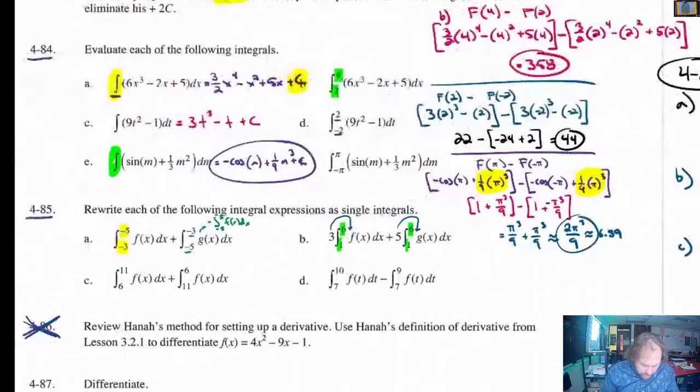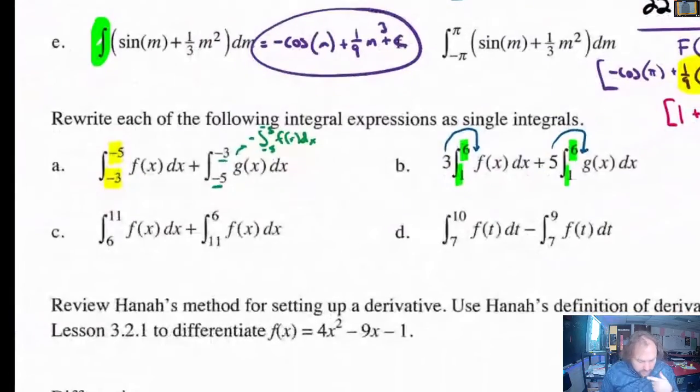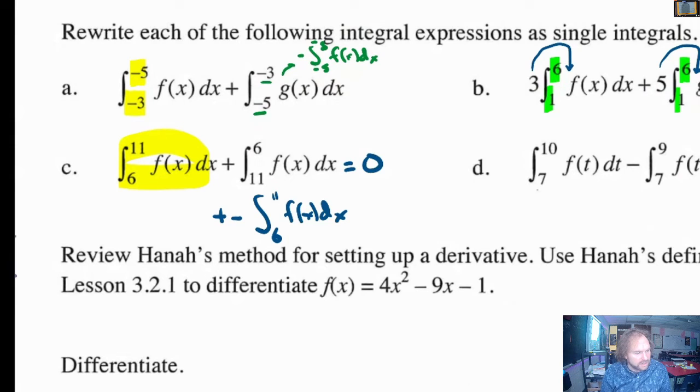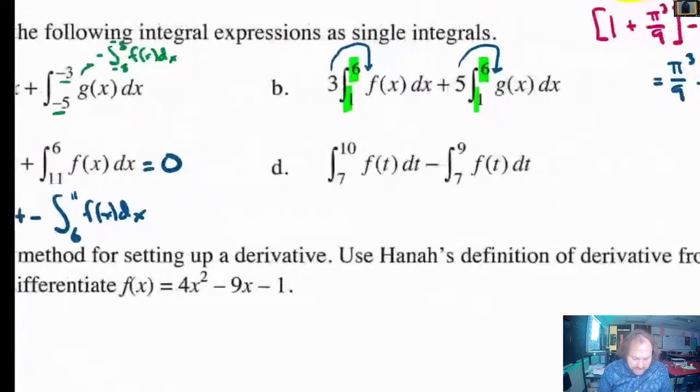Question C, I'm just going to go ahead and put 0 down. Because what's going to happen here is you're going to change this second integral to the opposite of the integral from 6 to 11 of f of x dx. And that's actually just going to cancel out with this version right there. So this answer is 0. There's not really much more to say about it. And then question D is also pretty easy.